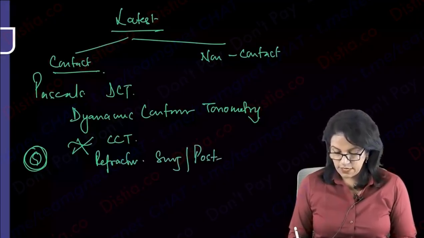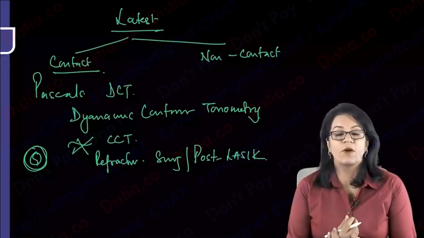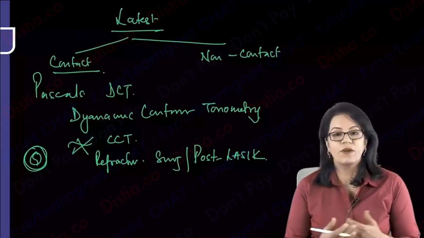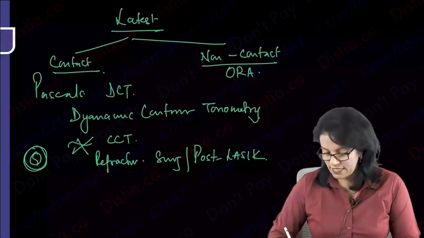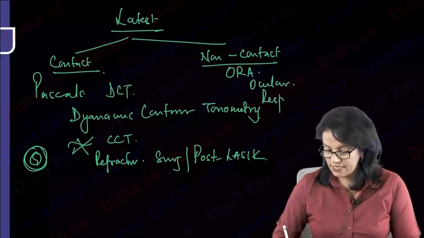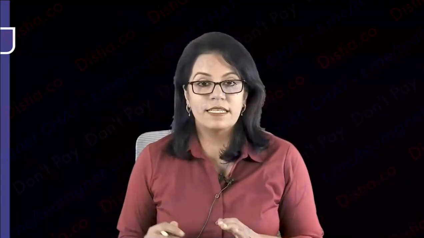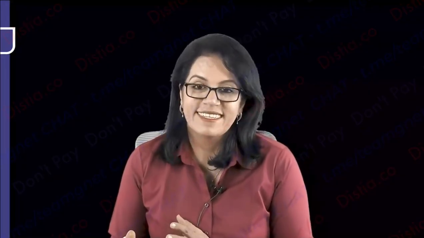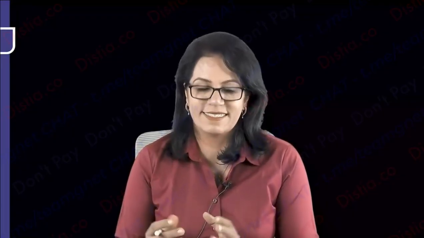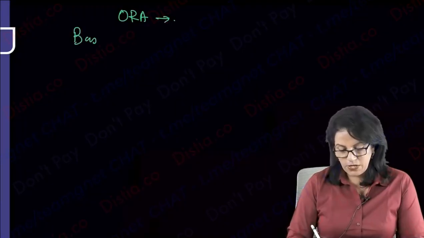Which tonometer will I use? I will like to use the Pascal. Goldmann will not give a reliable reading, because the corneal thickness has been altered due to the refractive surgery. What is the non-contact type? Non-contact is Reichert's ORA. ORA stands for Ocular Response Analyzer. Please remember, this is not based on applanation. It is an absolutely different principle of measuring intraocular pressure, which is called corneal hysteresis. Write down: ORA is based on corneal hysteresis.